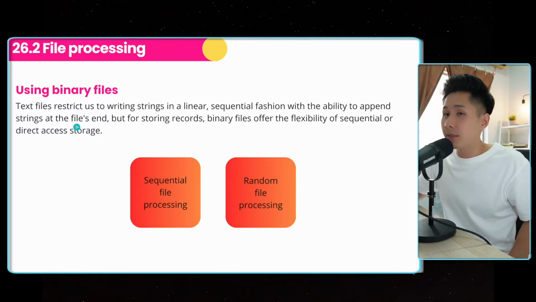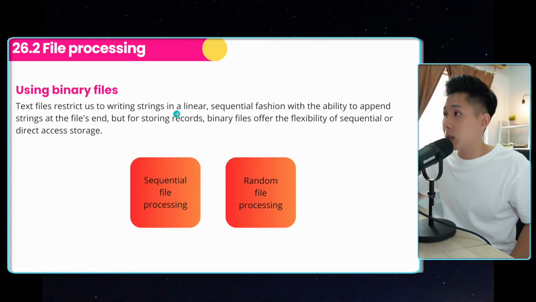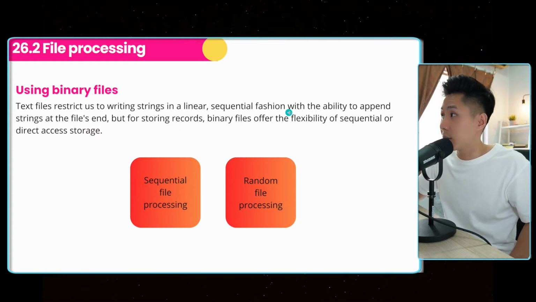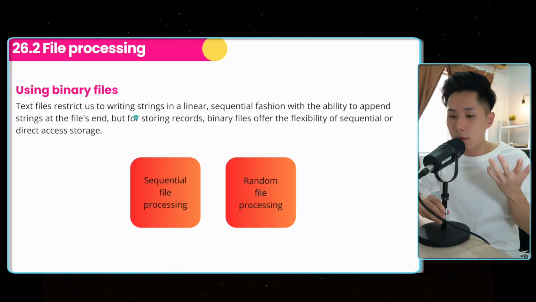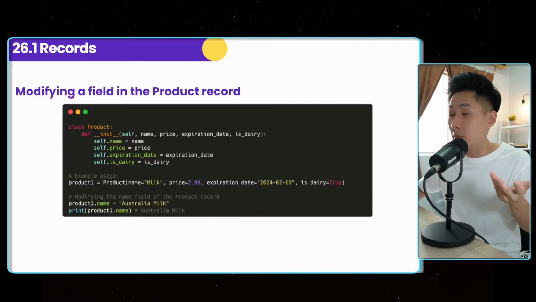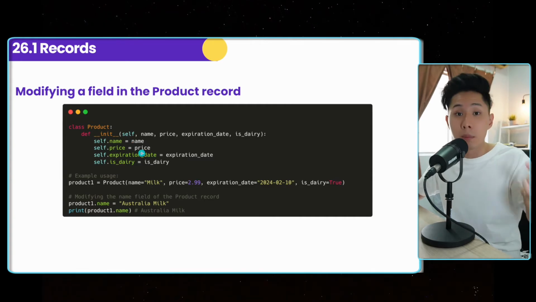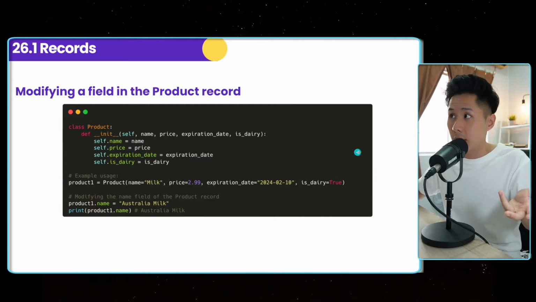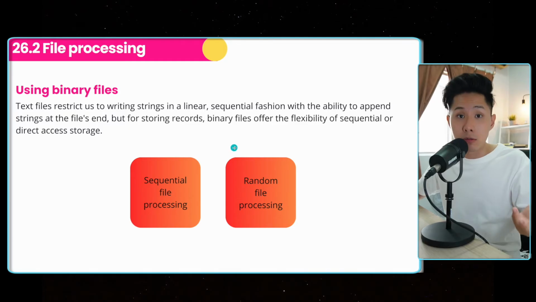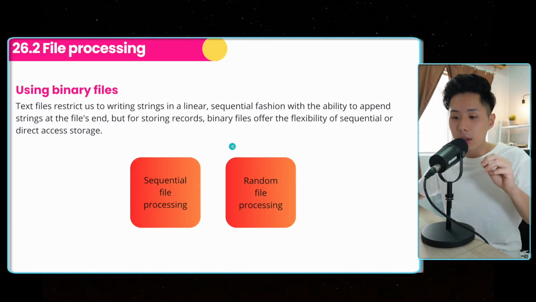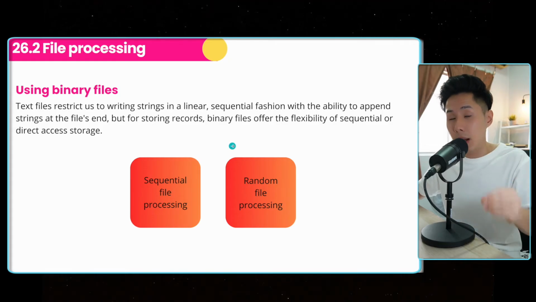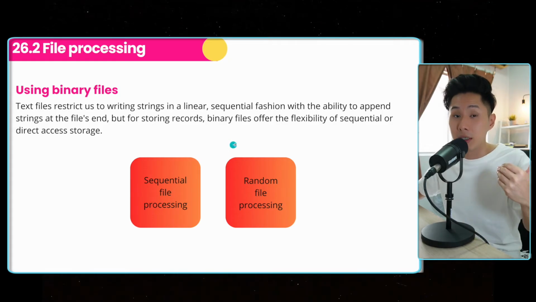One disadvantage of text files is that they restrict us to writing strings in a linear sequential fashion, with the ability to append strings at the file end. But there are times when you want to store records. For example, in the previous example, what if you want to store all the details about a record like product? That's when you need binary files. In this video, I will teach you how to write your class, your record, into binary files and how to retrieve them by reading them.